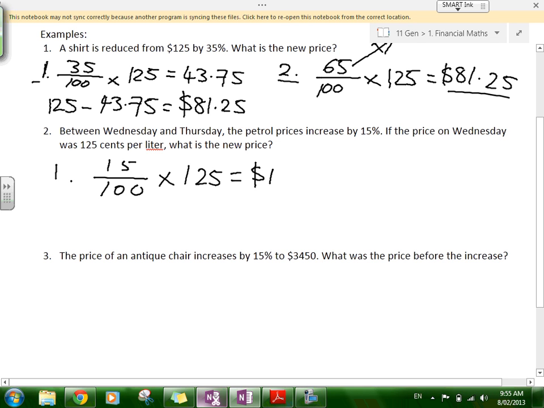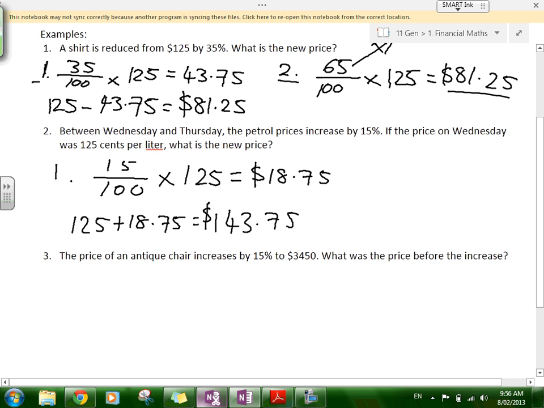$18.75. Good. Alright, and then what do we have to do with this $18.75? Okay, we have to add it on. So 125 plus 18.75 equals 143.75.